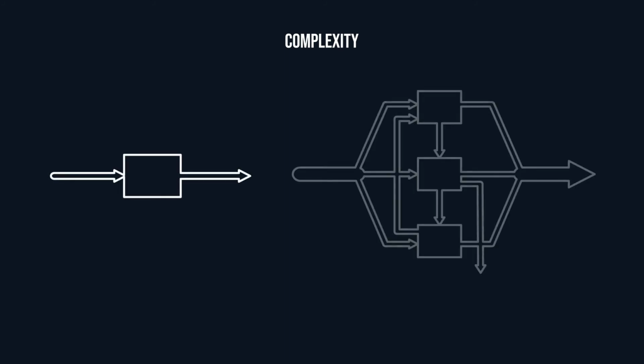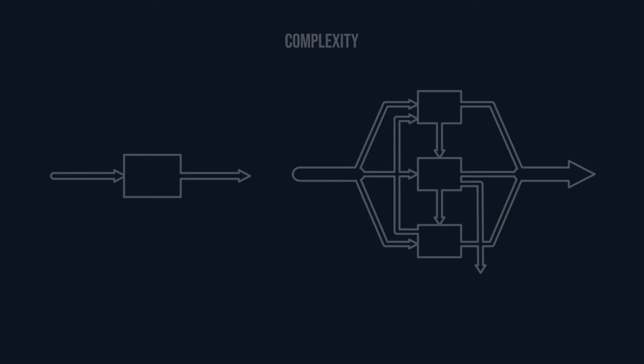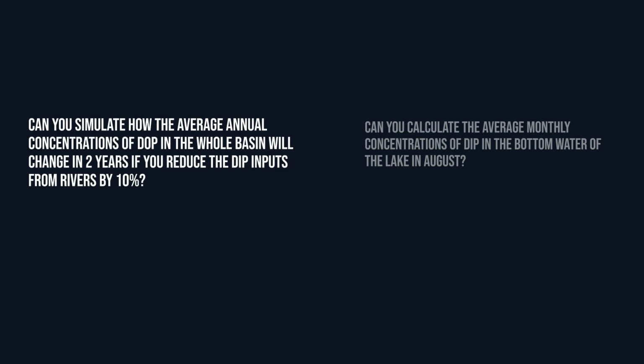In terms of complexity, regardless of the dimensionality, we can have a very simple or very complex box model. As we include more species and processes in the model, we add to its complexity. Let's see what questions you can and cannot answer with this model. Can you simulate how the average annual concentrations of DOP in the whole basin will change in 2 years if you reduce the DIP inputs from rivers by 10%?